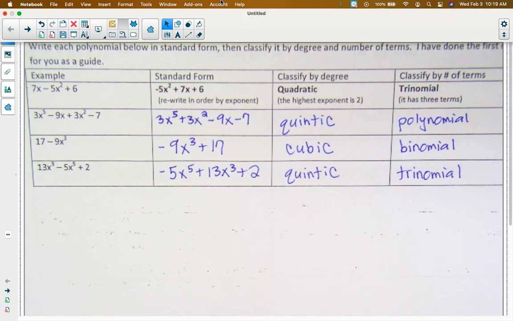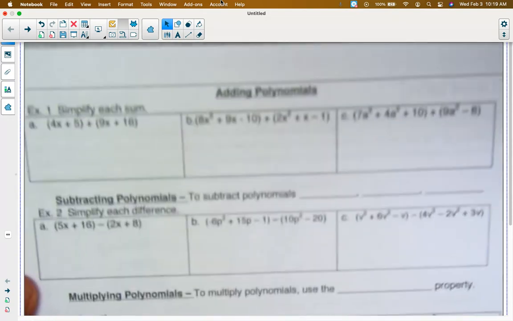Now, I want to end this video by adding and subtracting polynomials. We're going to add like terms and subtract like terms. Like terms have the same variable raised to the same exponent. Like terms: same variable, and that variable has to be raised to the same exponent.